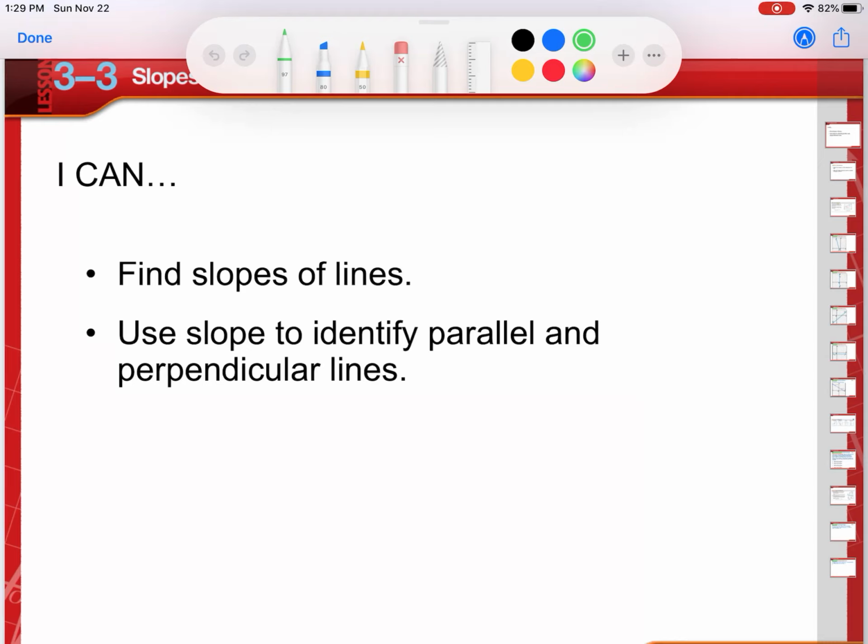Okay, so today we're going to be talking about slope and using slope to identify parallel and perpendicular lines. By the end of today, we're hoping that you can calculate the slope of lines yourself and use those slopes to identify whether lines are parallel or perpendicular.